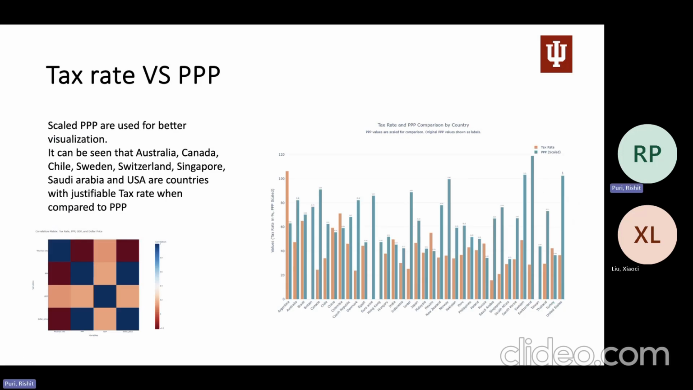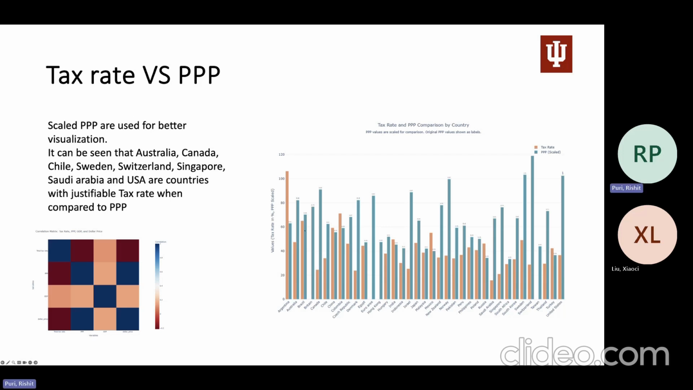In this particular visualization, we wanted to compare the tax rate and the purchasing power parity in the form of a bar graph. For better visualization, the purchasing power was scaled. It can be seen that Australia, Canada, Sweden, Switzerland, Singapore, and Saudi Arabia were the countries with a justifiable tax rate when compared to the triple P.